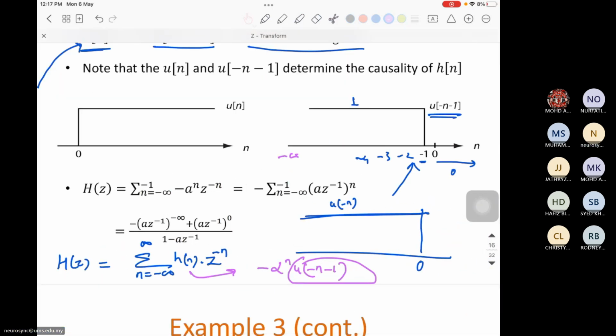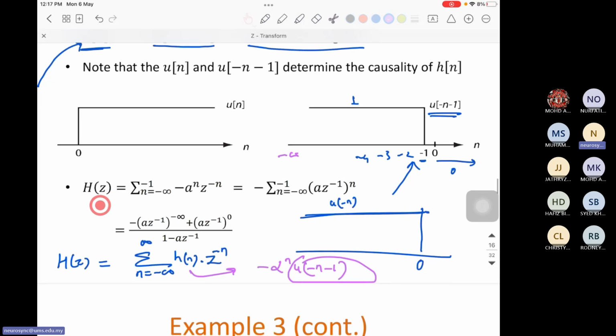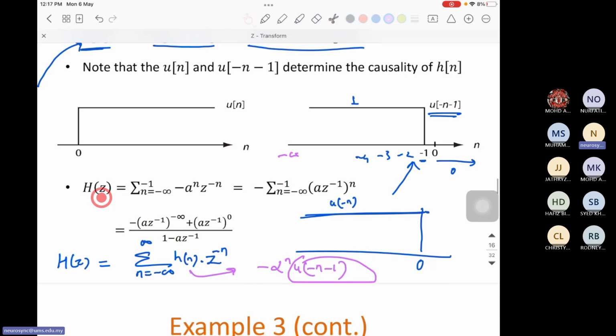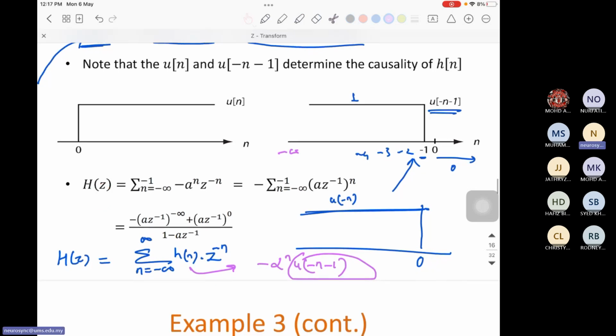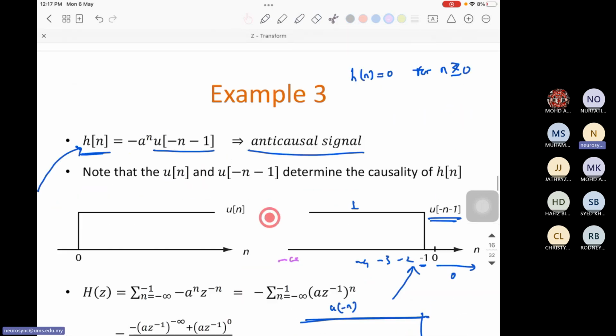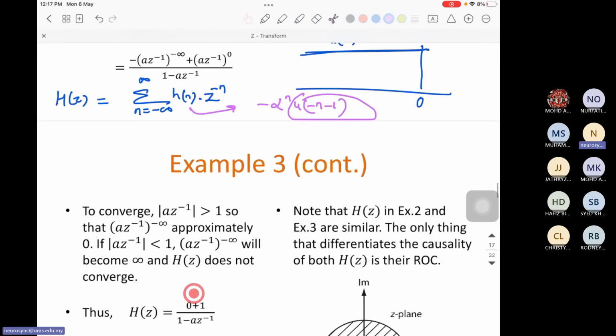Again, for the Z transform to exist for this h of n, this h of z should not be equal to infinity. So which term makes this infinity? This should not be equal to 1. Now here, if alpha z to the power minus 1 is less than 1, or if it is greater than 1, what will happen? What will be the h of z?